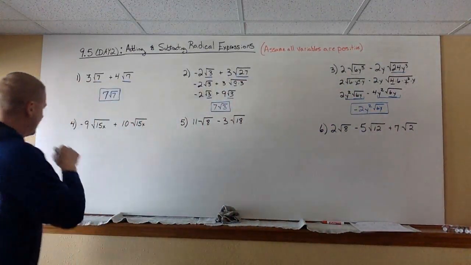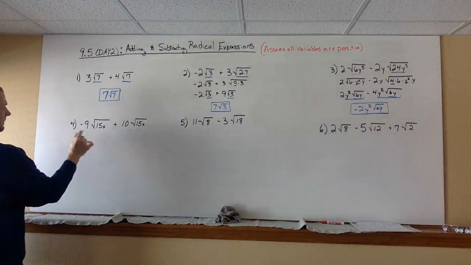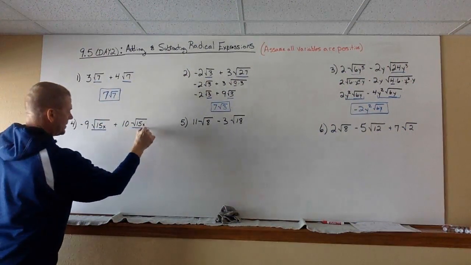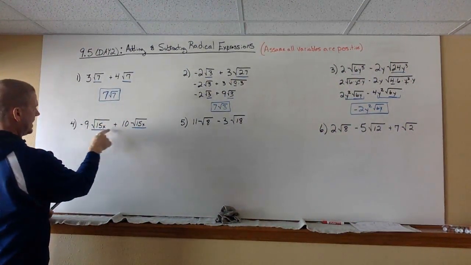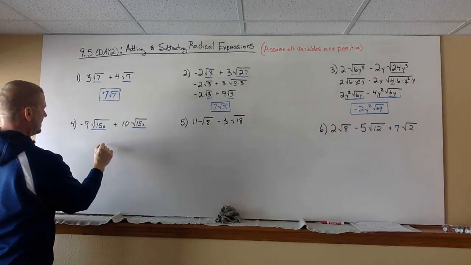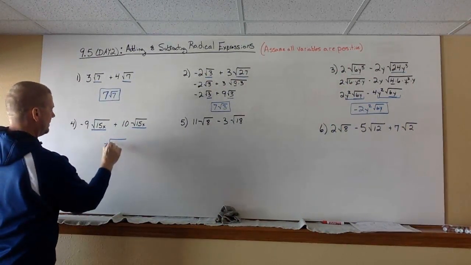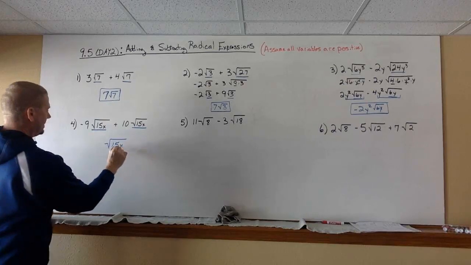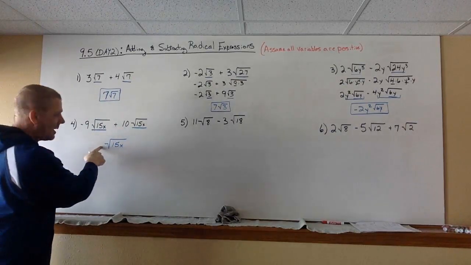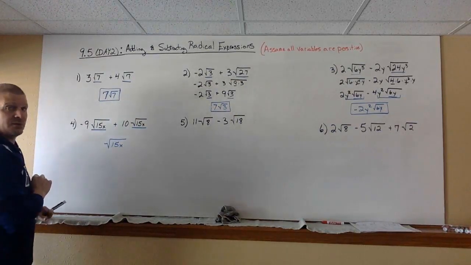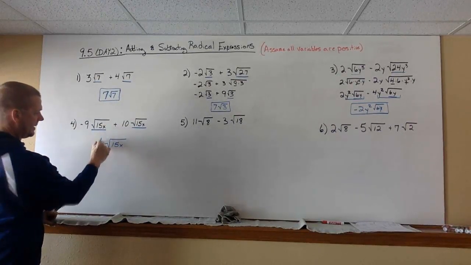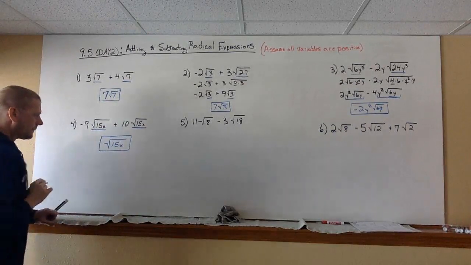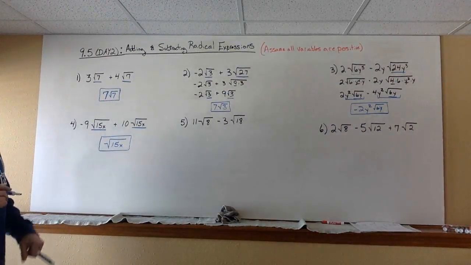When I come back here to number 4, check it out. My roots are the same. Because they're the same, -9 plus 10, well, that gives me square root 15x. You can put the 1 out front if you want, because there's only going to be one of them. You do not have to. And notice there are no perfect squares in 15. So that would be my final answer on that one.